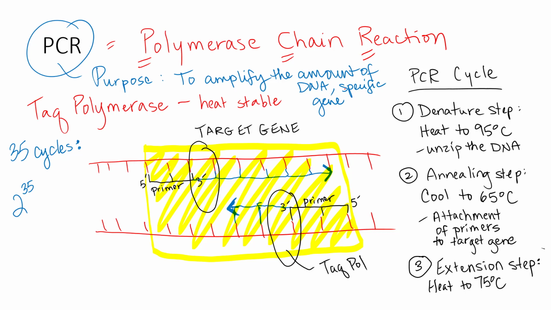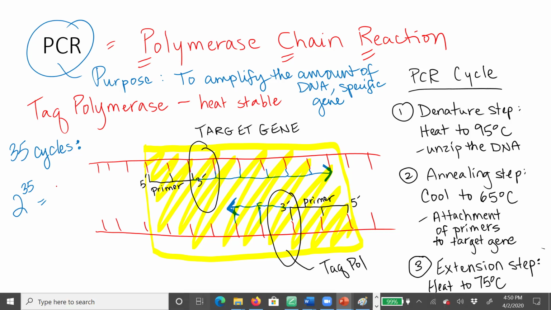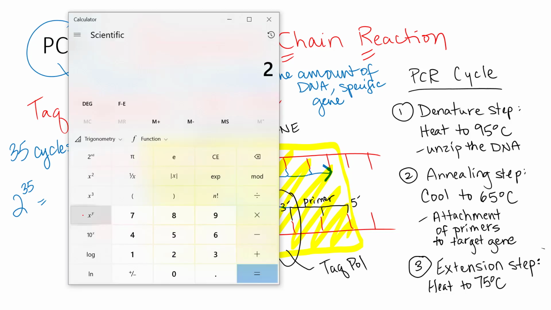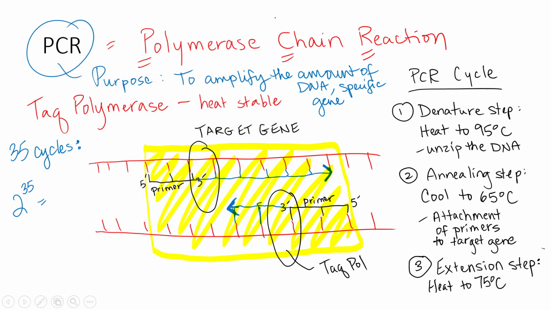So that's 2 to the power of 35. What is that? Well, let's plug it into a calculator. 2 to the power of 35. 34 billion. So now we would have 34 billion copies of our gene that we amplified through this process. Approximately 34 billion copies. Now we have a lot of copies of our gene of interest, of maybe that STR loci.